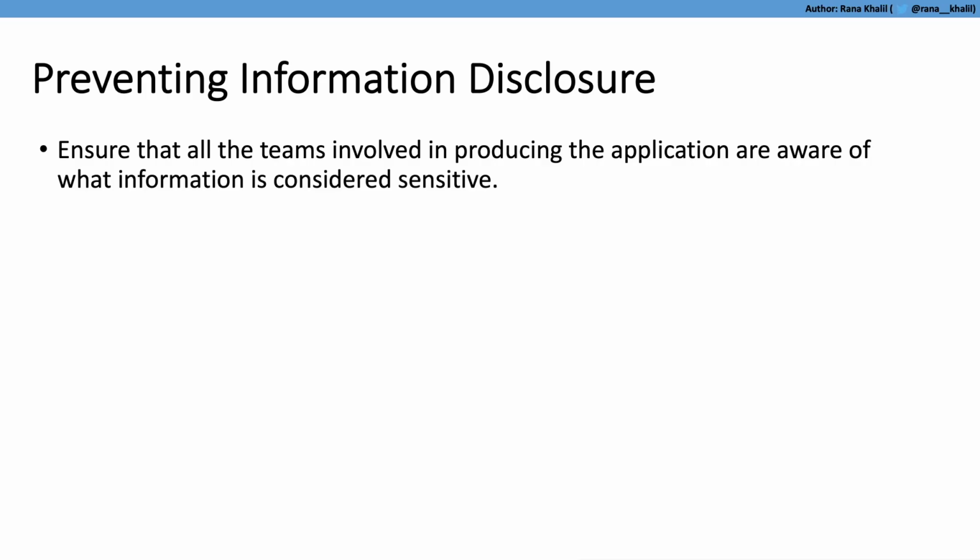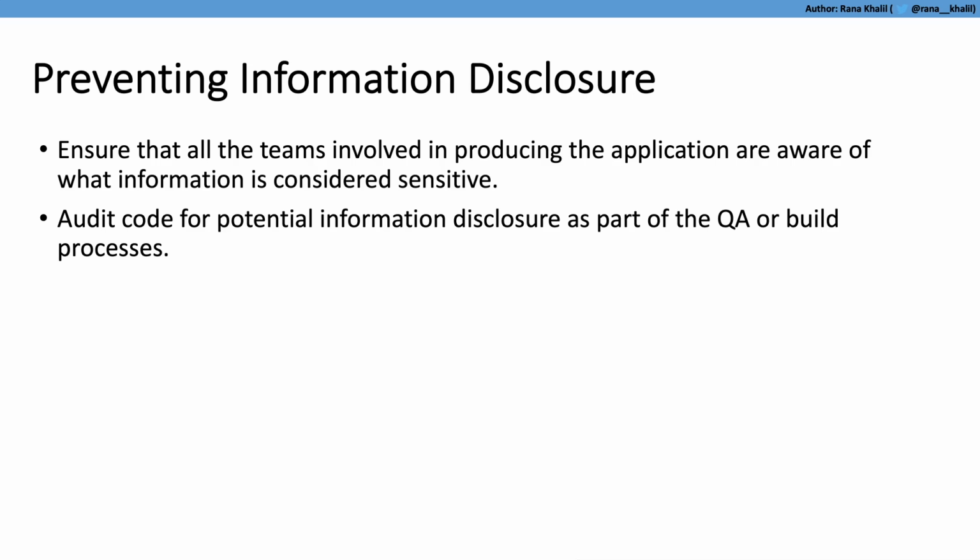Like I said, 60% of the time when I find an information disclosure vulnerability and I report it, the developers usually have no idea that this information is considered sensitive, and they had no idea that I could use this information to further customize my attack. And so it's really important to ensure that everyone that is involved in producing the application is aware of what information is considered sensitive and what information is not considered sensitive. And what that'll do is it'll ensure that the developers don't make any unintentional mistakes of leaking that sensitive information just because they didn't know that it was sensitive.